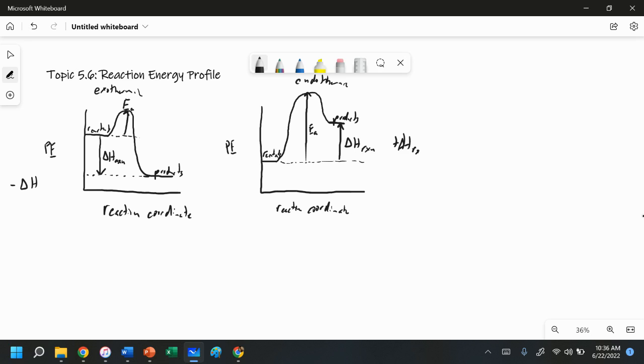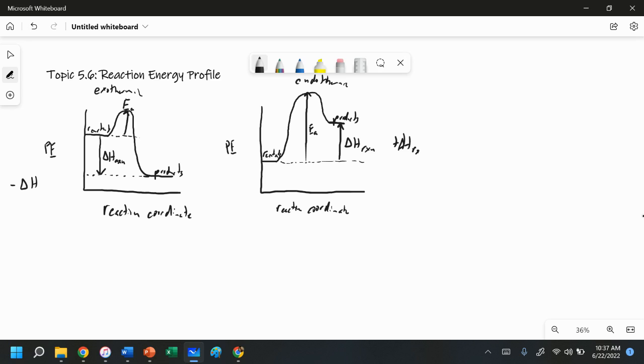So this is our reaction energy profile for an elementary reaction, for an exothermic reaction, and endothermic reaction. If you have a multi-step reaction, non-elementary step reaction, then you're going to have multiple activation energies. And another video will show that. One thing I do want to point out is that the rate of the reaction depends on this activation energy. So how large is this activation energy? That's going to affect the rate of the reaction.